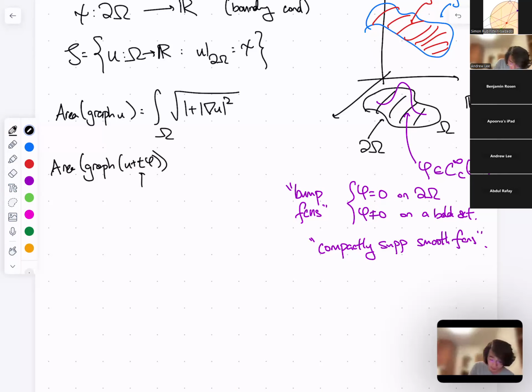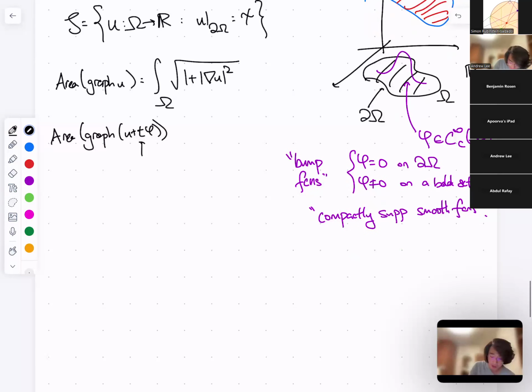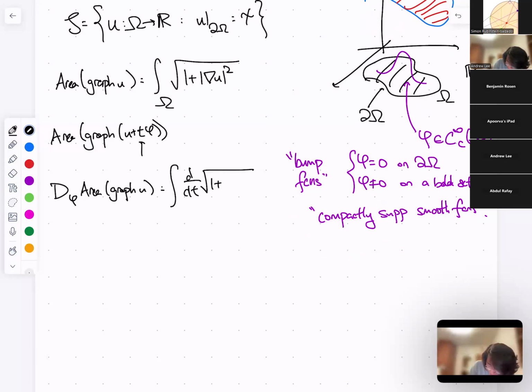So in particular, I can take the derivative in the direction of phi of the area at u, and this is going to be d dt of the integral of the square root of 1 plus the gradient of u plus t phi, squared, evaluated at t equals 0. So this gives us a nice expression for the directional derivative, and then u is a critical point if this derivative of the area in direction phi is equal to 0 for all phi.